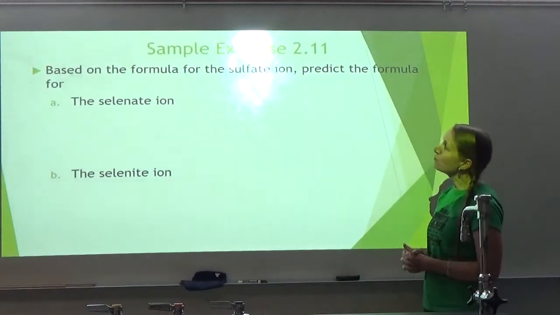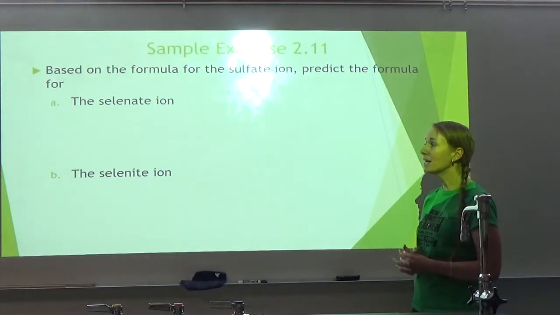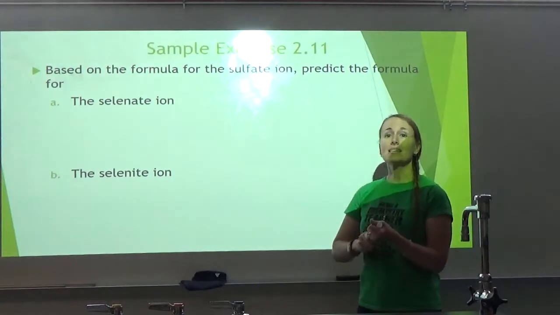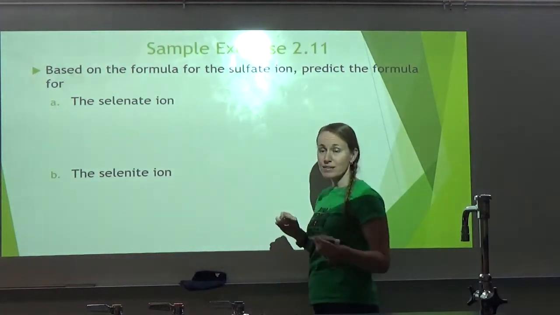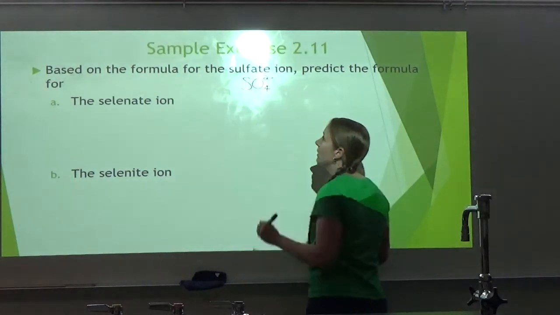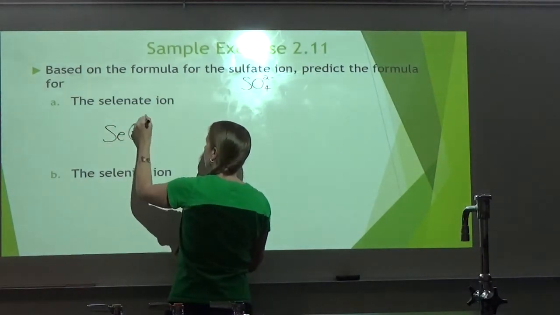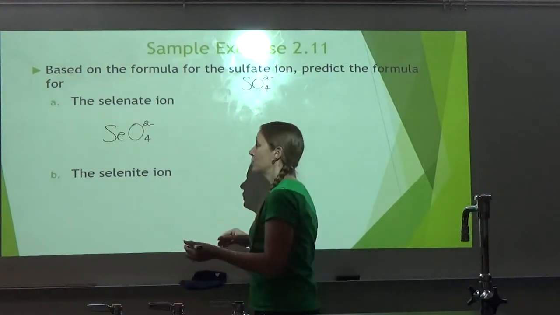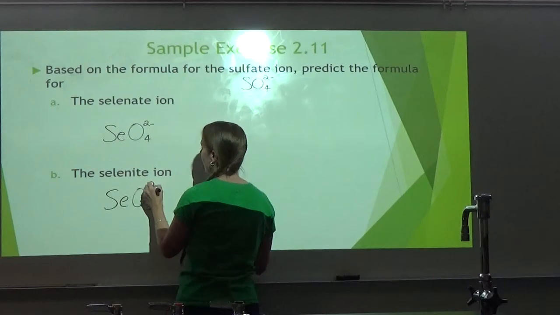Based on the formula for the sulfate ion, predict the formula for the selenate ion and the selenite ion. We know elements in the same group have similar properties, and sulfur and selenium are in the same group. If sulfate is SO4 2-, then selenate would be SeO4 2-. Sulfite is SO3 2-, so selenite is SeO3 2-.